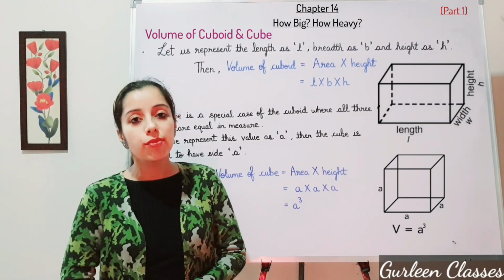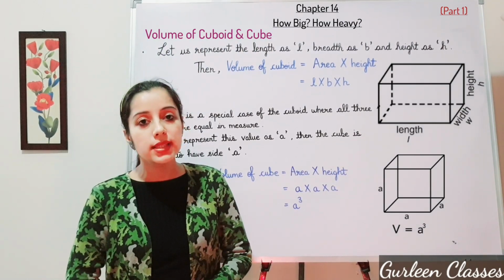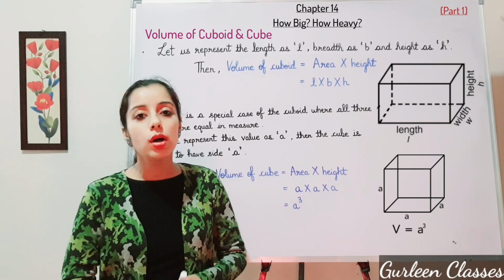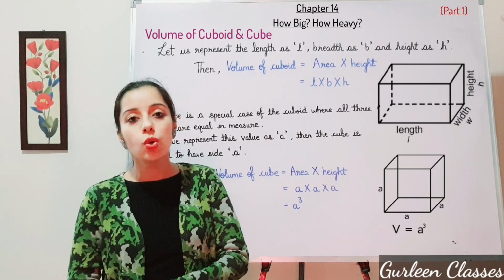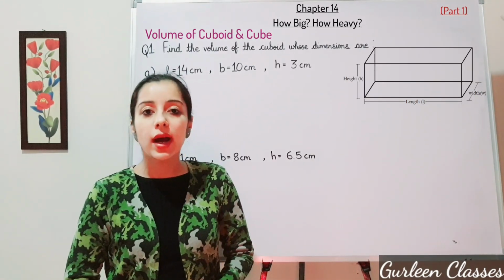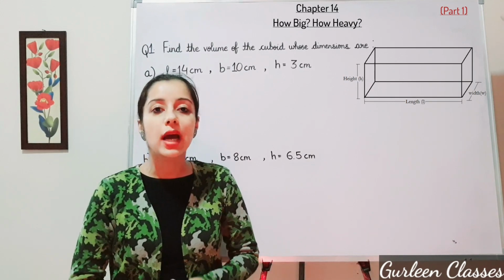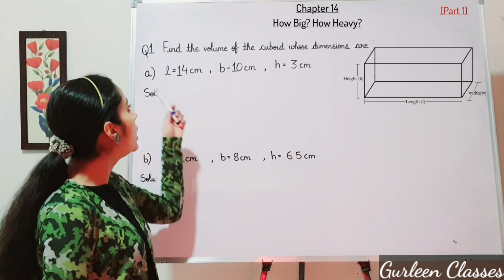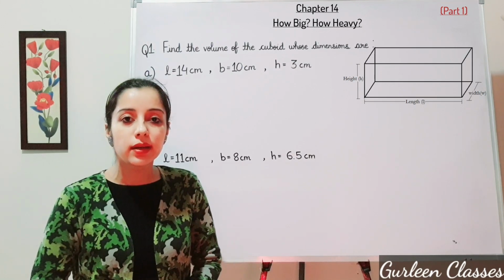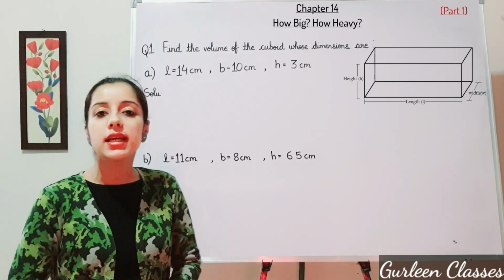Again, I am repeating the formula. Volume of cuboid is equal to length into breadth into height, and volume of cube is equal to A cube. So let us do questions based on formulas. Question number 1. Find the volume of a cuboid whose dimensions are: A part, length is 14 cm, breadth is 10 cm and height is 3 cm.